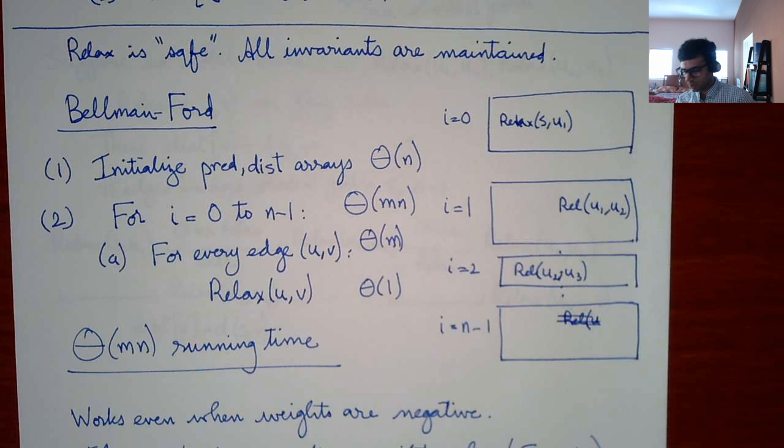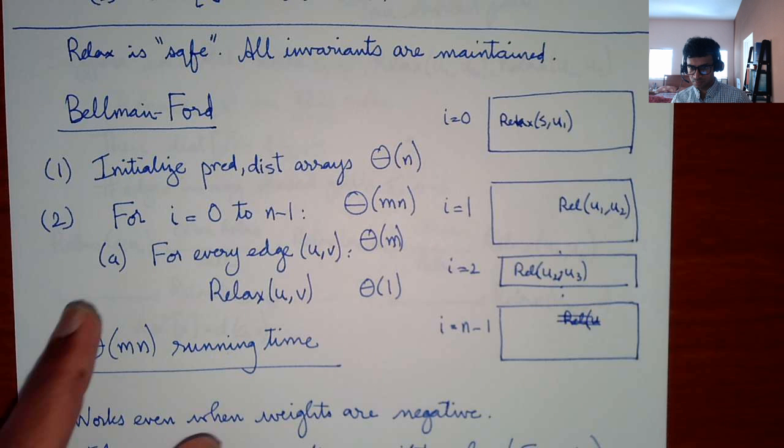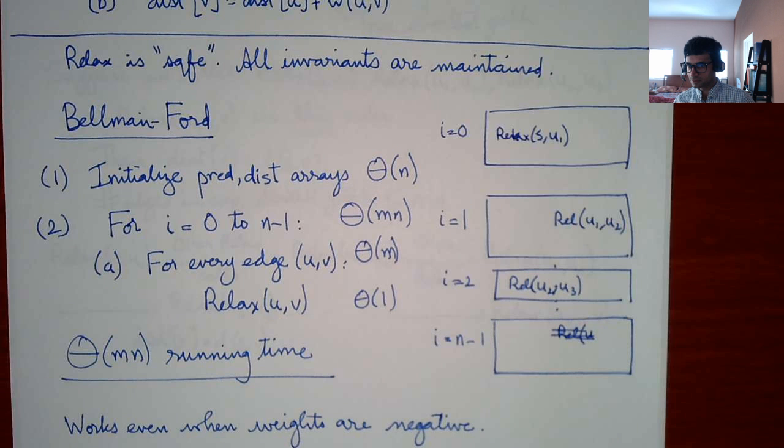Questions? I had a question on your for loop for every edge. Is that just every edge from the vertex that you're on? No, every edge in the graph. Right? Every edge in the entire graph. So you're traversing the whole graph.